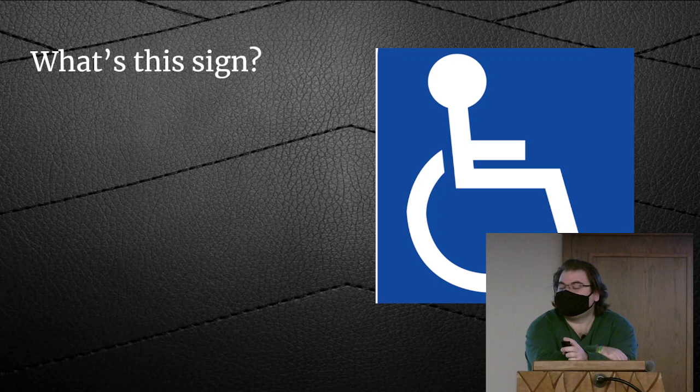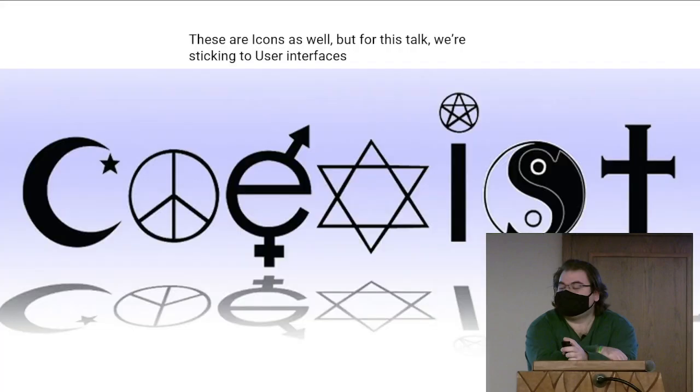What's this sign? Go ahead and yell. I want audience participation. Handicap. Yes, handicap. Why do we know that? Wheelchair. Yeah, we have an icon of a situation where somebody is in a wheelchair. We can sort of, in a simplified way, recapitulate the person in the wheelchair. These are also icons. But for the sake of this talk, when I say an icon, what I mean is generally a user interface object. Something that you can poke or tap or click on a screen to let you know that there's a thing that it can do, or a message it's meaning to convey.